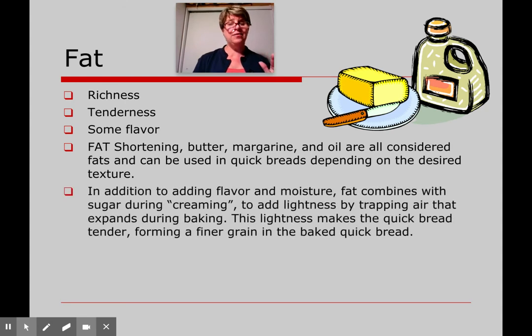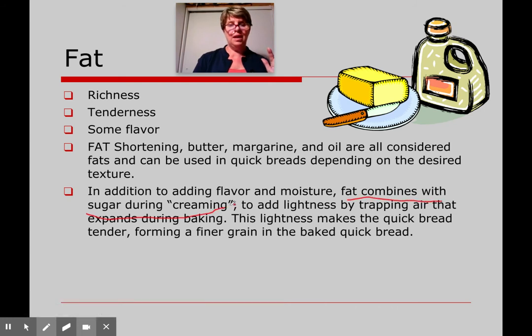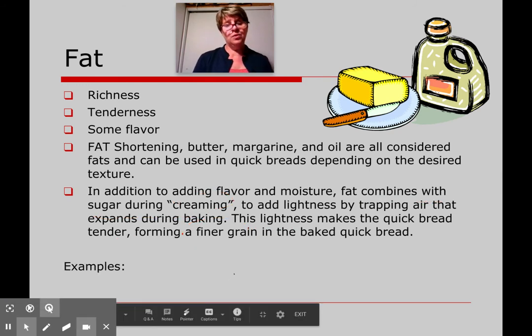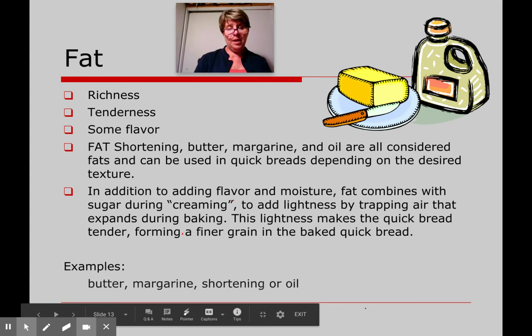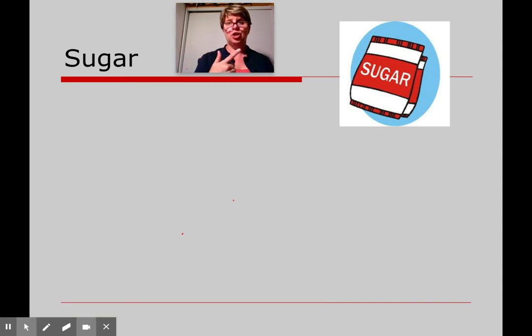So, in addition to adding flavor and moisture, fat combines with sugar during creaming to add lightness by trapping air that expands during baking. This lightness makes the quick bread tender, forming a finer grain in the baked quick bread. Yum. So good. So some examples would be butter, margarine, shortening, oil. Okay, simple.